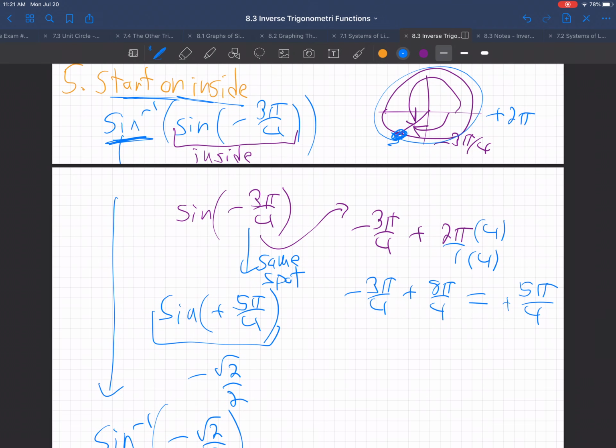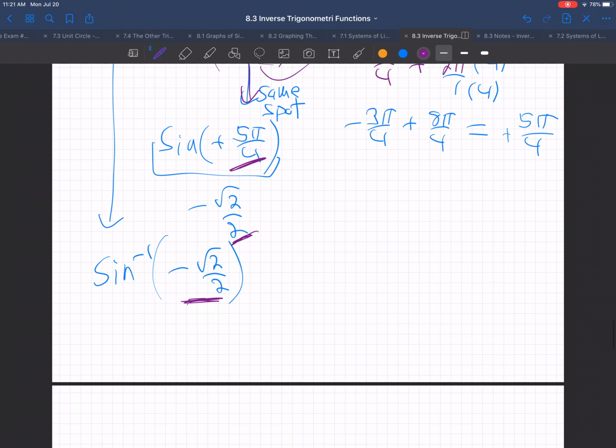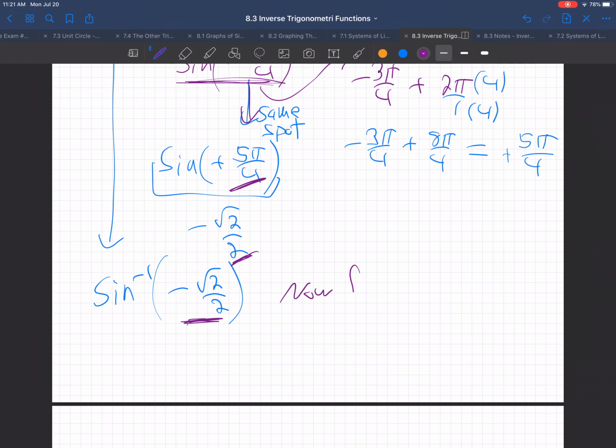So one more time, let me make sure this is super clear. This sine of negative 3 pi over 4 was the inside. We did it by adding a full rotation, so we got the same spot. Went to the unit circle, found the sine of 5 pi over 4 is negative root 2 over 2. So that's the inside answer. Now finish the problem. How do I finish the problem? I've got to find the sine inverse of negative root 2 over 2.